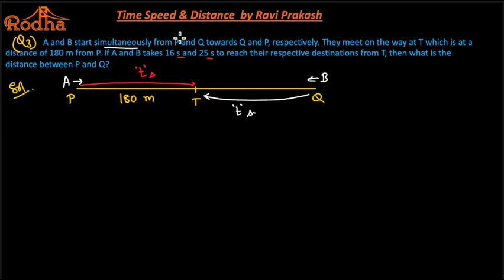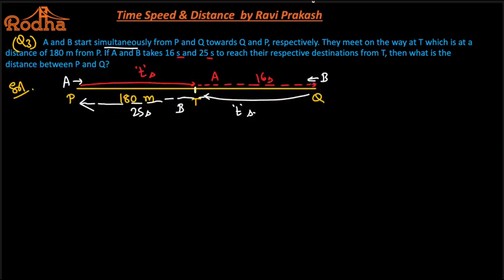So after T seconds, both will reach this point. Now they are saying that after reaching the destination, A takes 16 seconds more. So from here to here, A takes 16 seconds more, and from here to here, B takes 25 seconds more. This is the path of B, taking 25 seconds, and this is the path of A, taking 16 seconds. So exactly the same funda I can apply here.